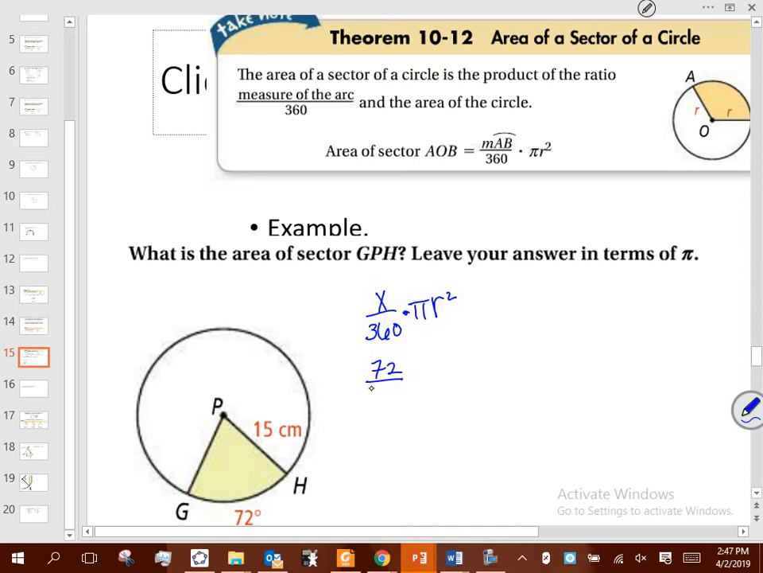It's 72. Okay. R is 15. So r squared would be 15 squared. What's 15 squared? 225. Okay. Now let's think about this. Last class I asked, what's 72 divided by 360, and it blew their minds, and they grabbed their calculators. You might have heard me yelling.